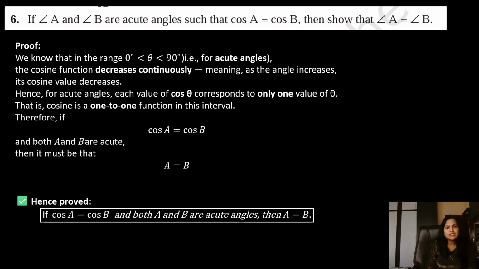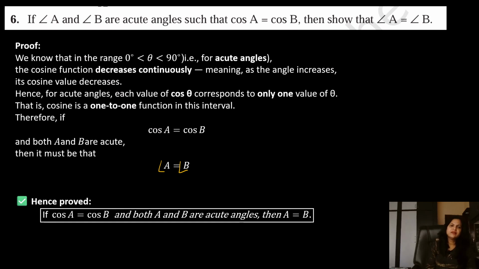Each value of cos theta corresponds to only one value of theta. That's why nearly all the thetas are equal in this behavior of the cosine. The cosine is a one-to-one function in this interval. Therefore, if cos A equals cos B, then A equals B, angle A equals angle B. This is how it is proved.